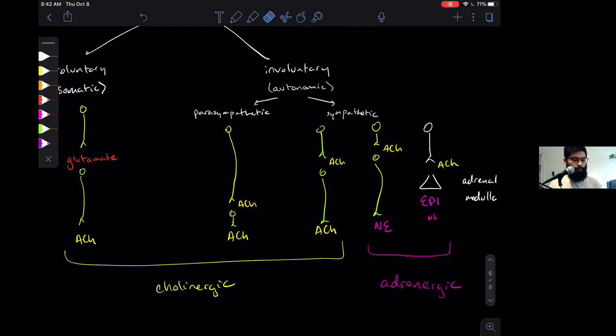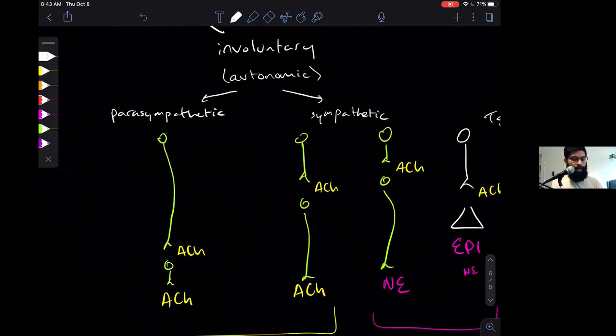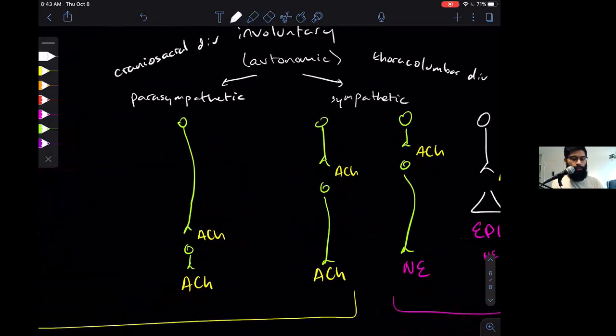And we spoke very briefly about the adrenal medulla. We said this exits the spinal cord at about T5 through T9. We can fill in some gaps here. So this is called the craniosacral division. This is called the thoracolumbar division. So this is going to be which cranial nerves and which sacral division? Do you remember?